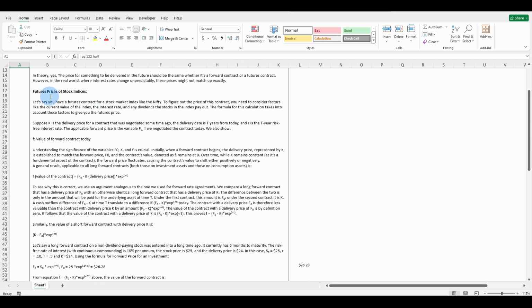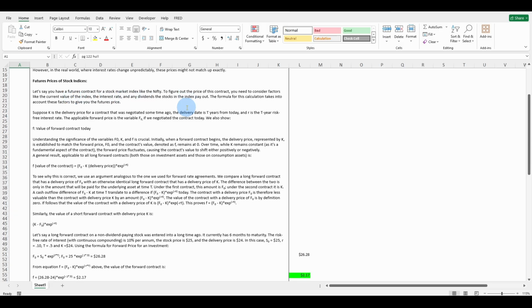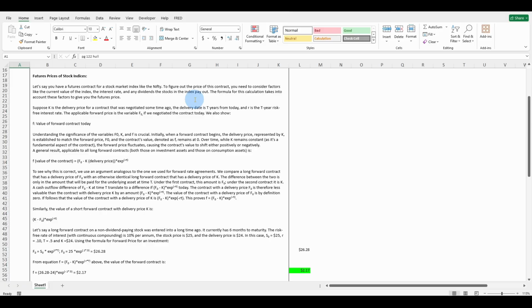Futures prices of stock indices. Let's say you have a futures contract for a stock market index like the Nifty. To figure out the price of this contract, you need to consider factors like the current value of the index, the interest rate, and any dividends the stocks in the index pay out. The formula for this calculation takes into account these factors to give you the futures price.